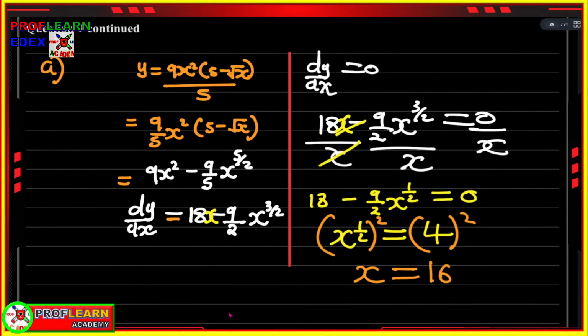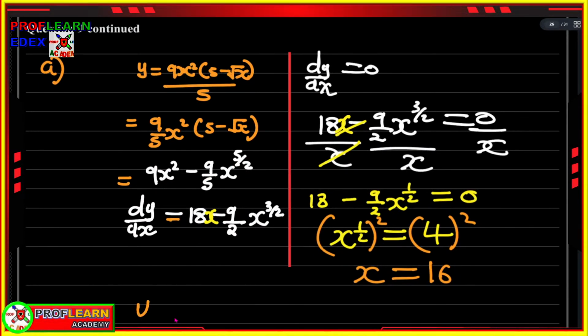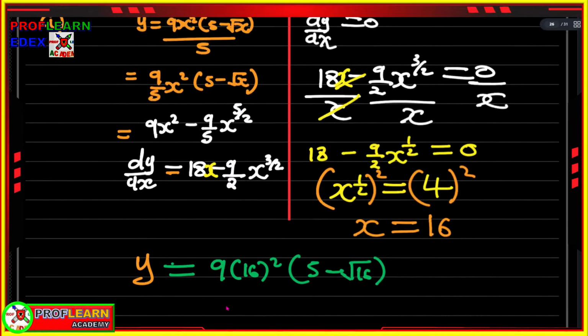Then for us to find the y coordinate, we are going to substitute with the value we have gotten. Our y coordinate is going to be equal to, we shall substitute the x value, so it will be 9 into 16 squared into 5 minus root 16, because our x was 16. Then we divide by 5. If you work it out, you will get a value which is around 460.8.